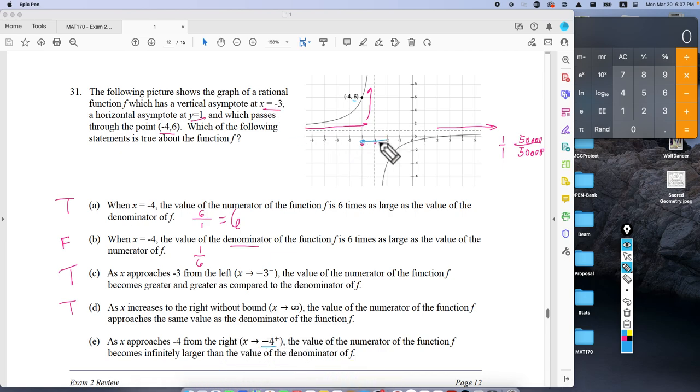Now, if we get close to -3, then we would follow down here. But -4, now that's on the graph. It's getting close to 6. This is false. Okay, that's 31.